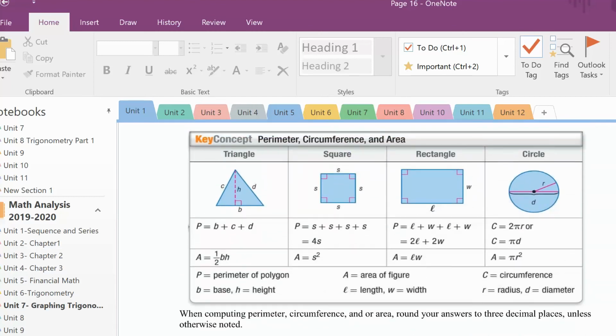So, when we talk about perimeter of a triangle, we just add up all the sides. But remember, area of a triangle is 1/2 base times height. The height goes from a vertex to the opposite side and is perpendicular. Square, remember, we add up all the sides, but the area of a square is one of the sides squared.